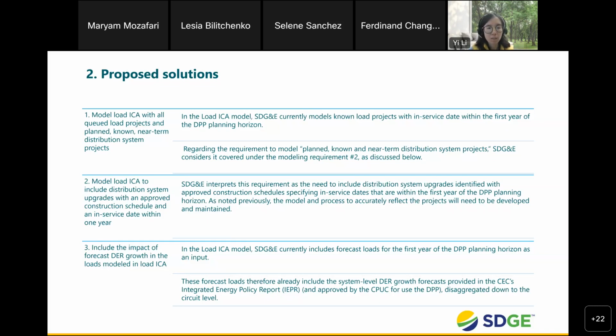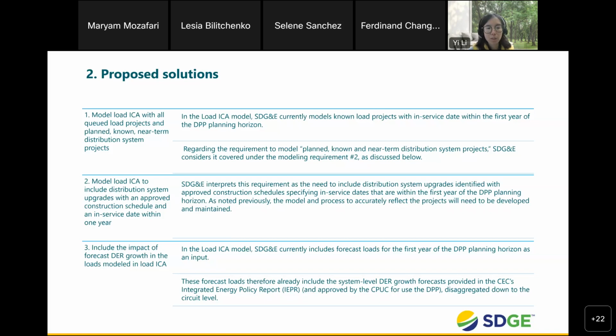So speaking of the distribution system upgrades modeling, which is the second modeling enhancement, we plan to include distribution system upgrades identified with an approved construction schedule specifying in-service dates that are within the first year of the DPP planning horizon. As I mentioned earlier, we are currently in the process of implementing such modeling changes to make sure that's accurately captured in the Load ICA base model.